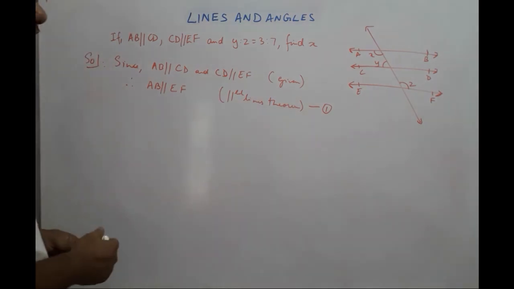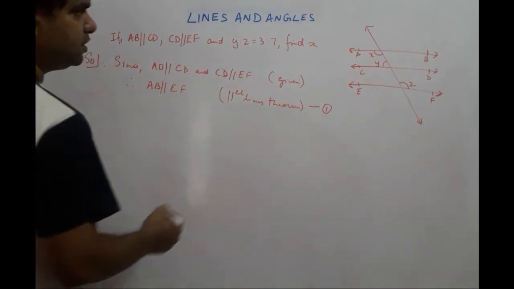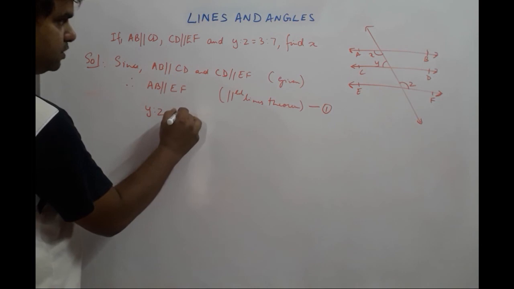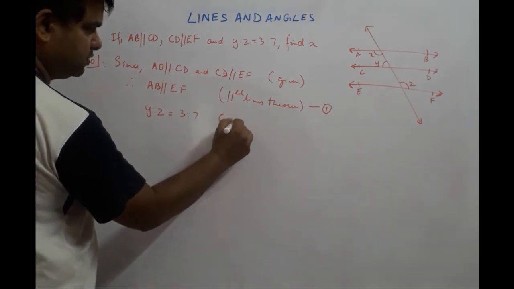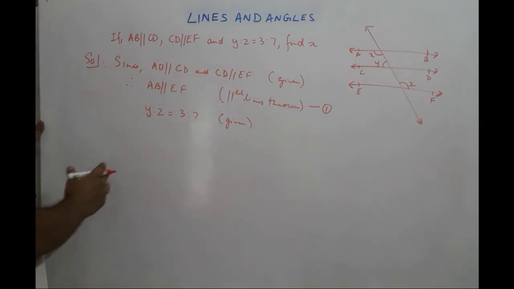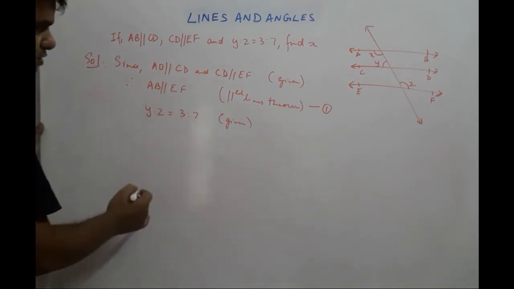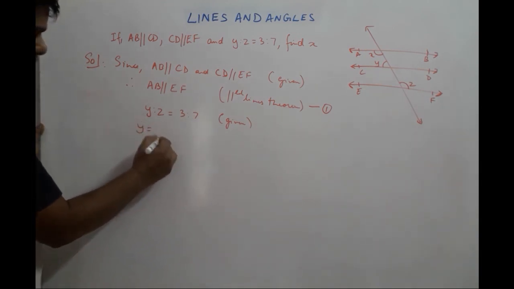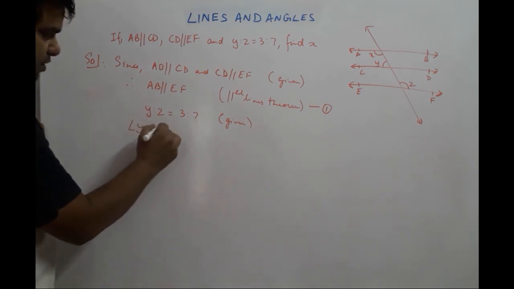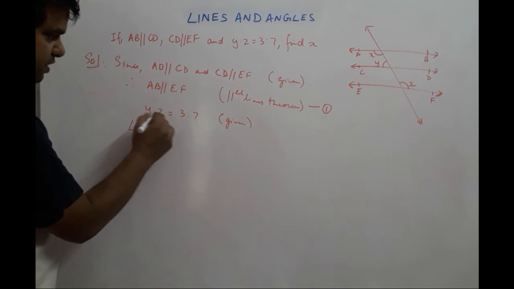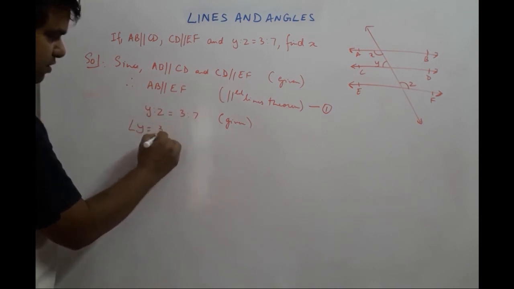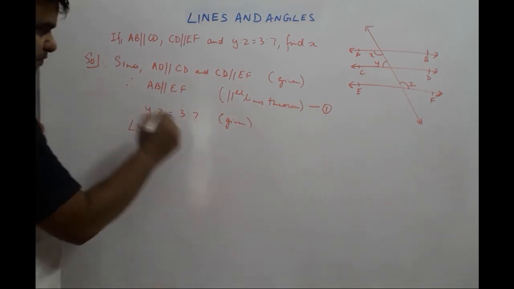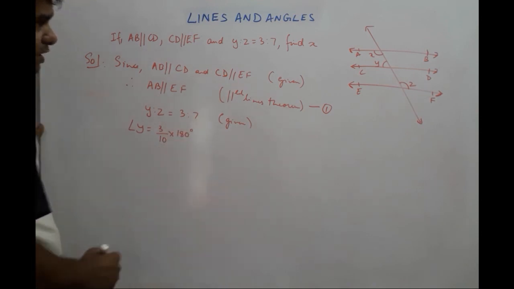We move further. We are given y is to z in the ratio 3:7. So how do we derive angle y? We add the ratios. So 3 plus 7 gives us 10. To find angle y, since y is to z is 3:7, y is 3 upon 10, the sum of the two ratios, into 180 degrees.